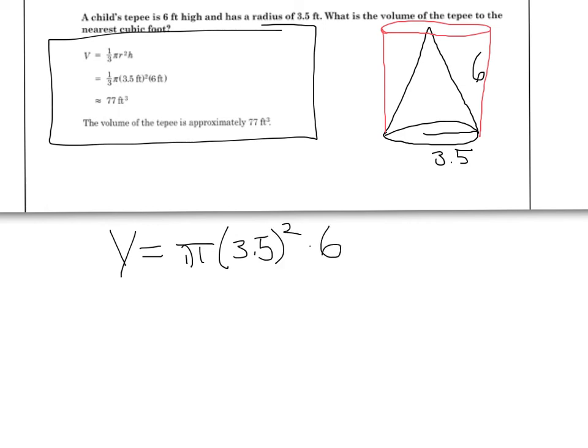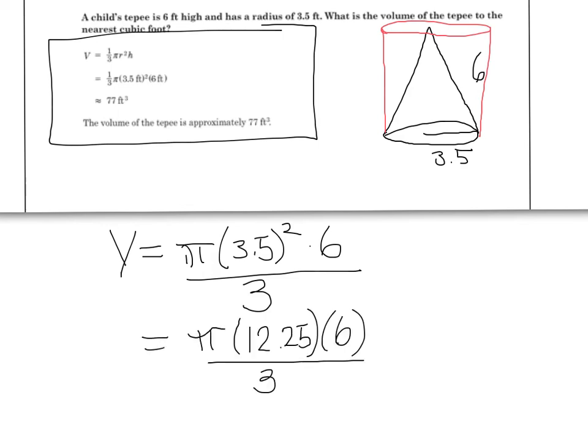Now, remember, this is a cone, and we know that there are 3 of these. Remember, there were 3 of these cones before, so it takes 1, 2, 3 to fill up this entire cylinder. So the volume of the cone inside is going to be divided by 3. We only need a third of that cylinder. So now we actually calculate this. We have pi times 12.25 times 6 divided by 3.